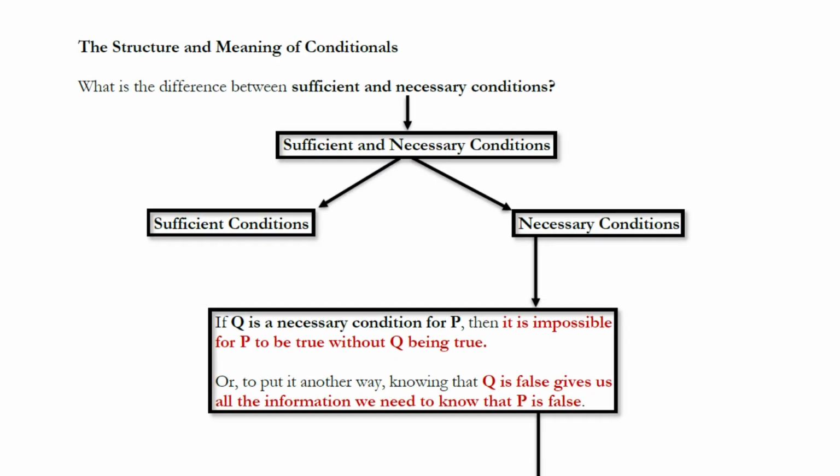Now let's consider necessary conditions. Suppose we know that Q is a necessary condition for P. This implies that it is impossible for P to be true without Q being true. In other words, the truth of P depends upon the truth of Q. Q is necessary for P such that the falsity of Q guarantees the falsity of P. To put it another way, if we know that Q is false, then we have all the information we need to also conclude that P must be false.